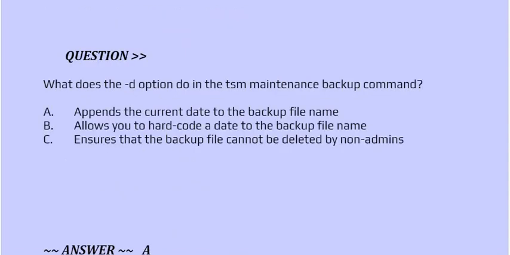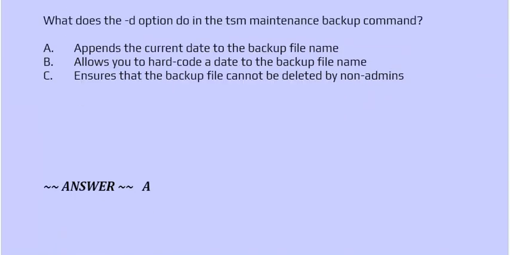Next question is, what does the D option do in the TSM maintenance backup command? Option A. Appends the current date to the backup file name. Option B. Allows you to hard code a date to the backup file name. Option C. Ensures that the backup file cannot be deleted by non-admins. Correct answer is option A.